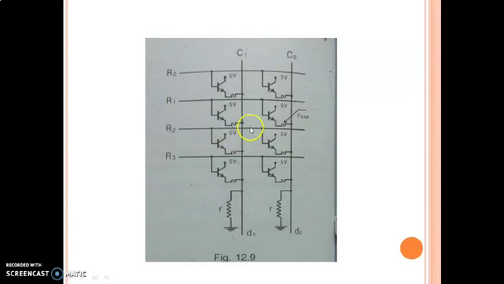This is the circuit of your PROM. So you can see in all the junctions a transistor is placed, which shows 1 is stored in all the junctions. This can be fused. This fuse can be blown out using a high current.